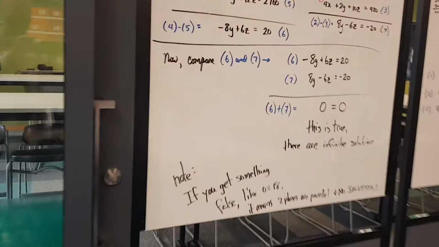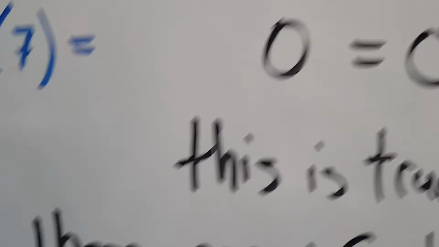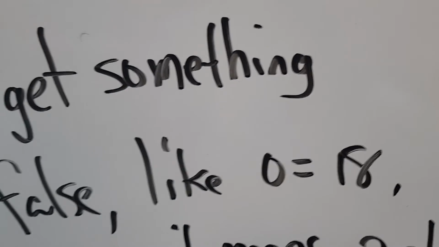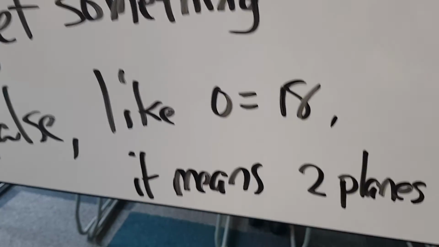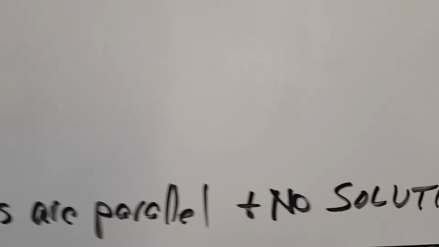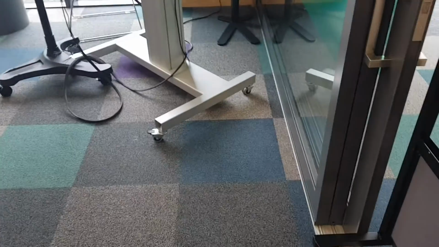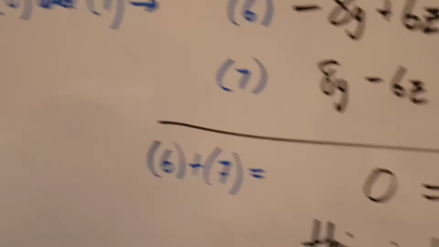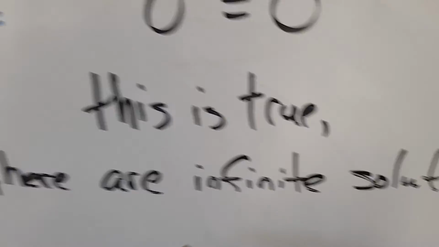Now, here's a little note: if you happen to get something that was false, like let's say instead of 0 = 0, let's say you got 0 = 18. If you get something false, it means the two planes are parallel, they never intersect, and there's no solution. Like if I ask, where does the ceiling intersect the floor? It doesn't. So if you get something true, there are infinite solutions. If you get something false, there are no solutions.